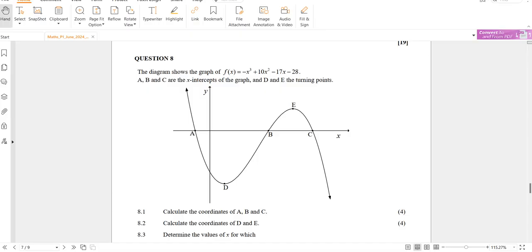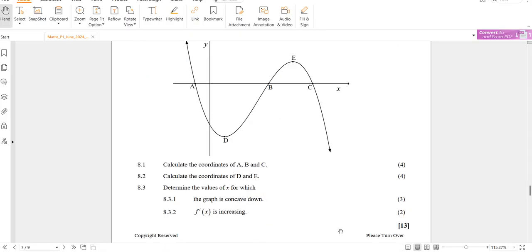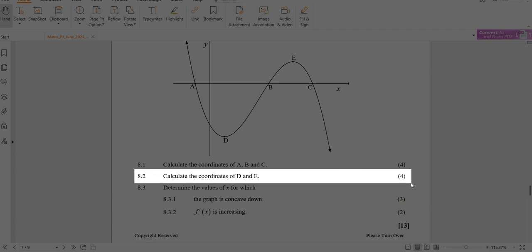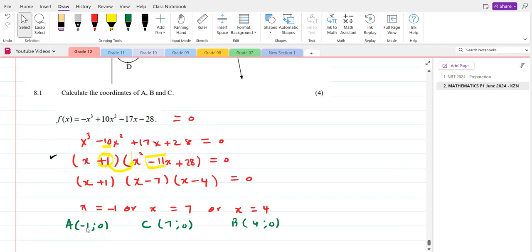That's done. Next one, 4 marks again. Calculate the coordinates of D and E. D and E are maximum and minimum points, right? So you're going to find the derivative, set it equal to 0.